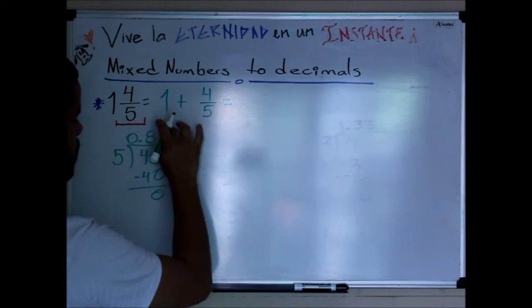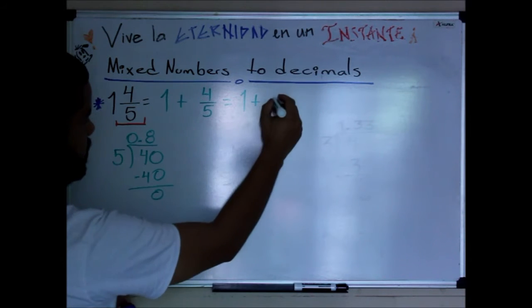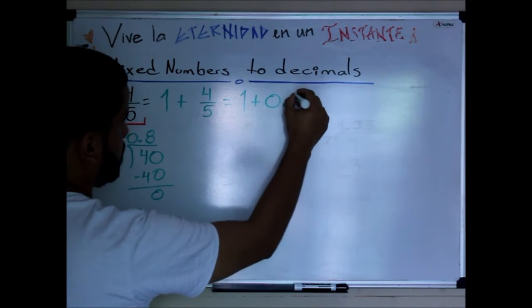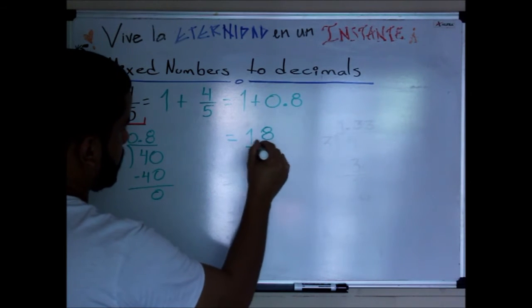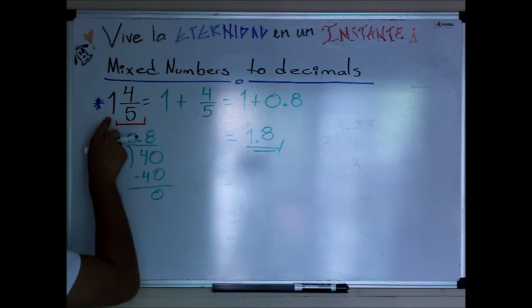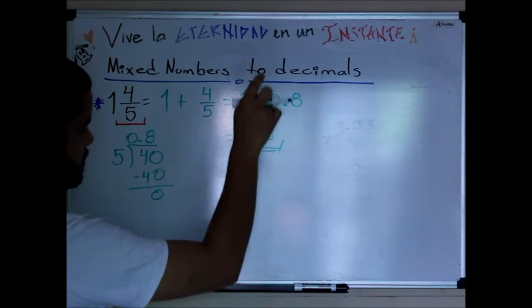So we write again the 1 plus, change the 4/5 into 0.8 and then we add. So we're going to have this decimal. That means that 1 with 4/5 is equal to 1.8.